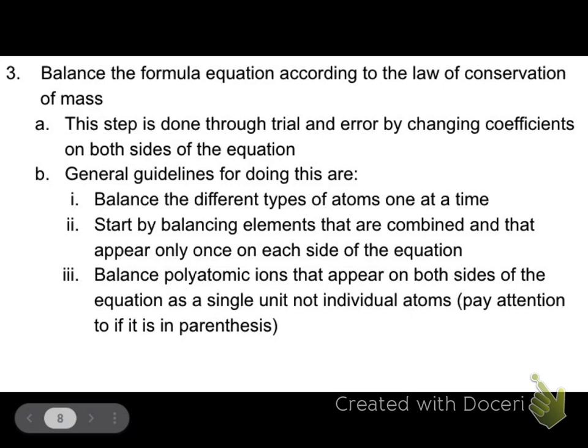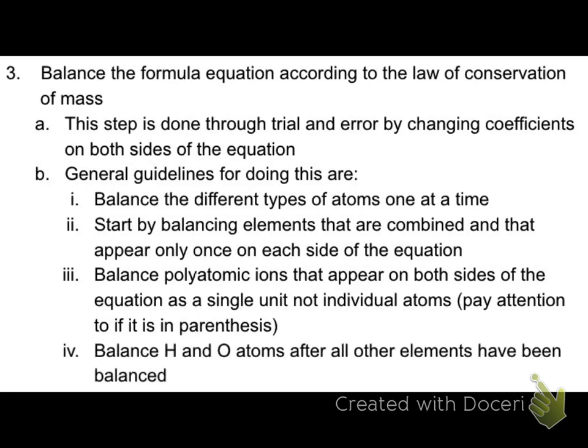Then, if you have a polyatomic ion, remember polyatomic ions are combinations of atoms. When you're balancing the polyatomic ion, don't balance the individual atoms inside the ion, but treat it as a unit. And be paying special attention to the fact that it may be in parentheses, which might mean you have more than one on one side of the equation. So just be paying attention to that.